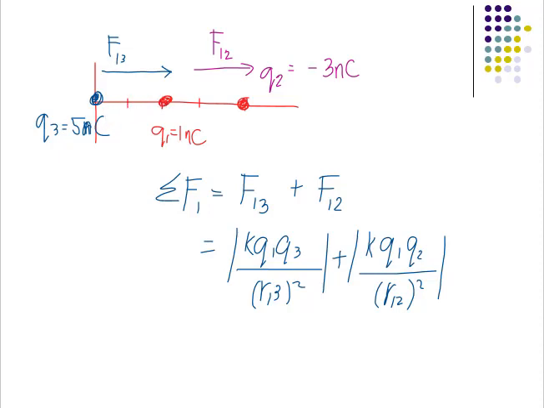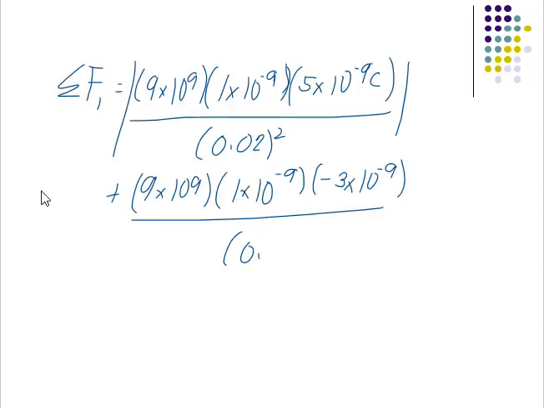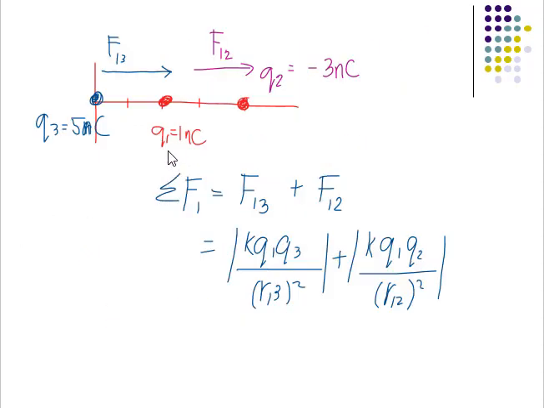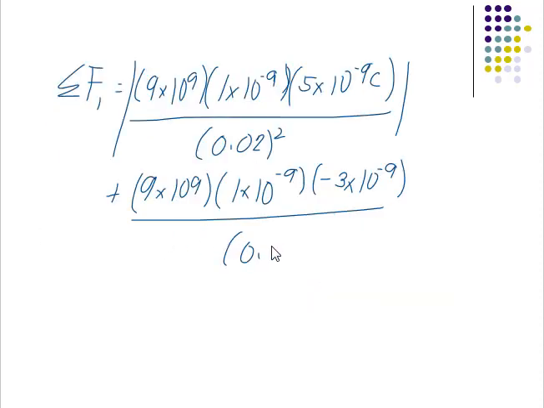Looking at the distances, it's correct that the distance between Q1 and Q3 is 0.02. But looking at the distance between Q1 and Q2, it is no longer 4 centimeters but only 2 centimeters, since Q1 is at the center. So we also have 0.02 meters. Then you have to square it, then we will take the absolute value of that.